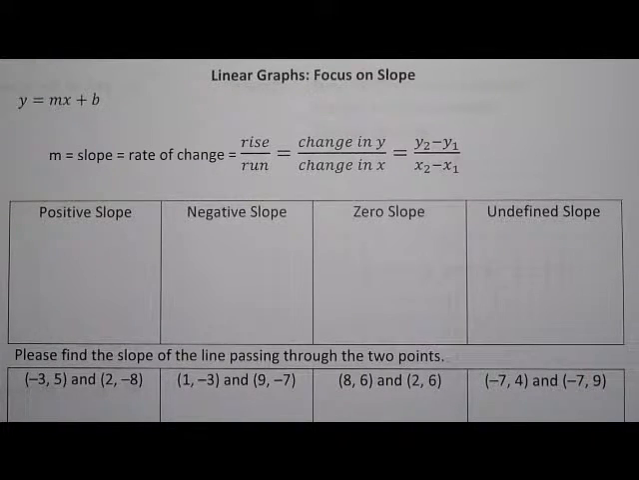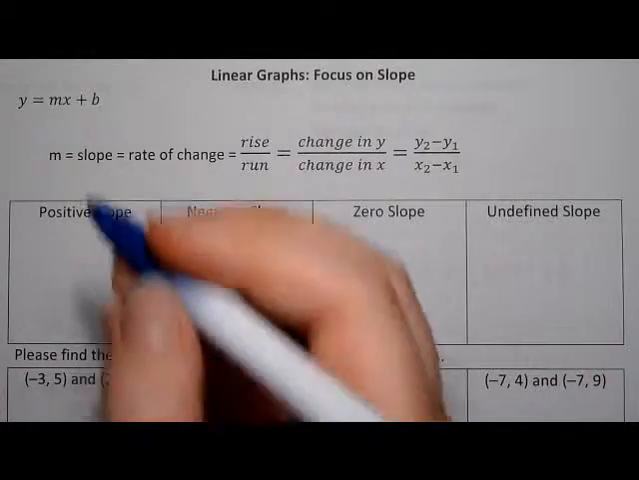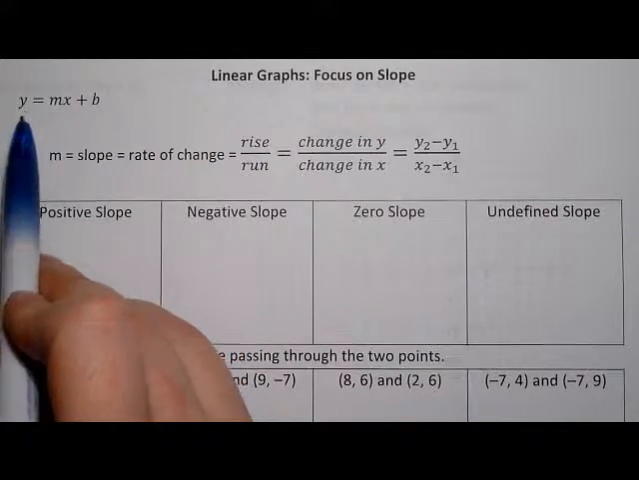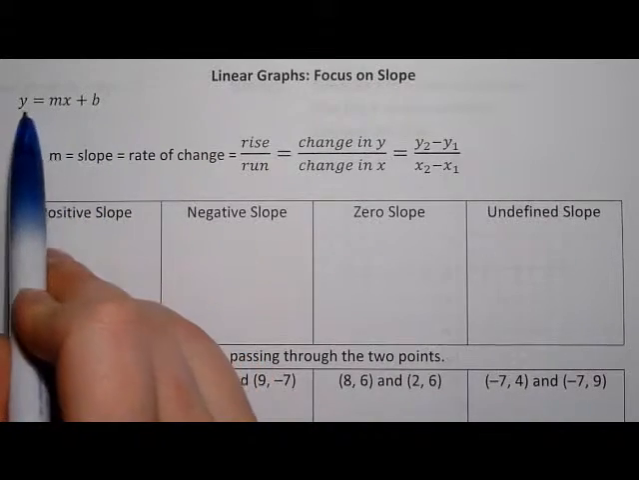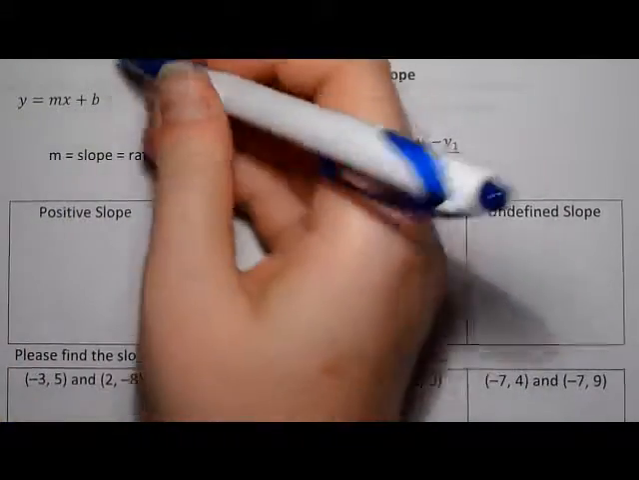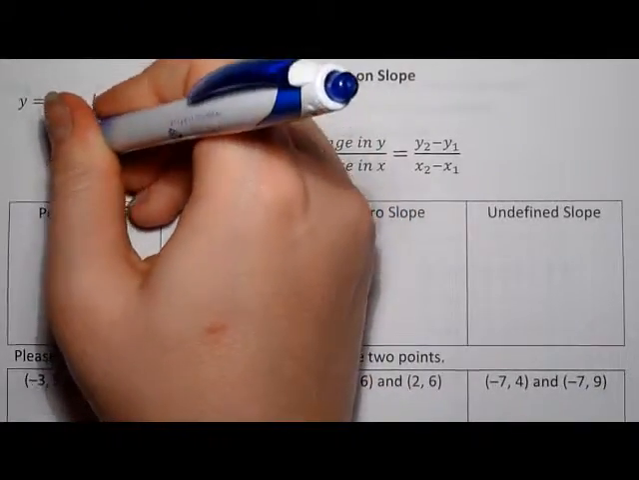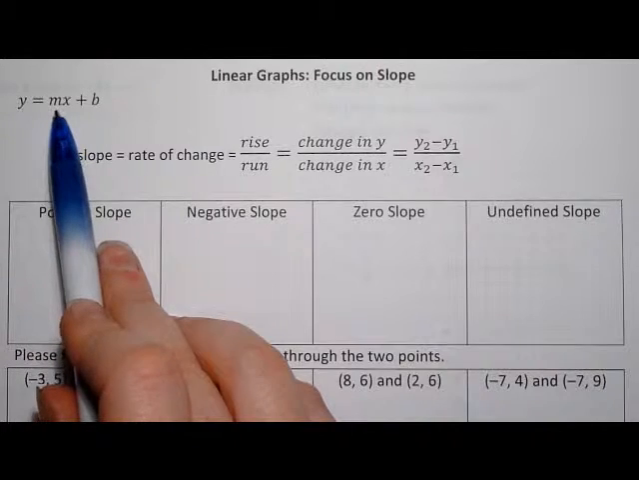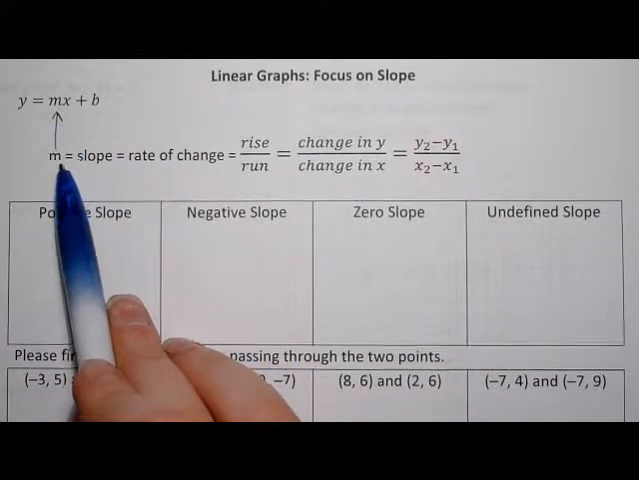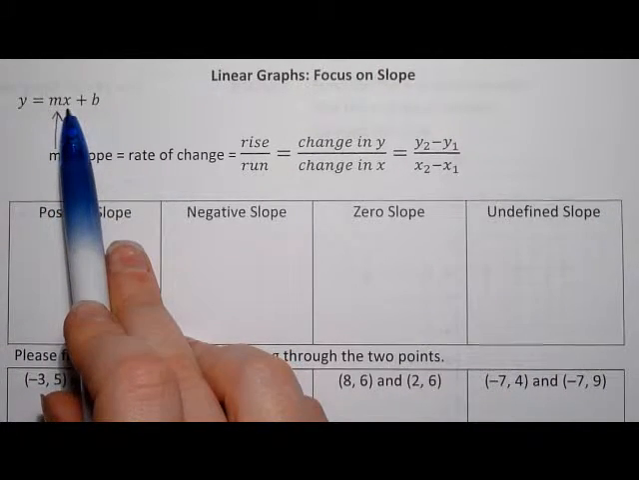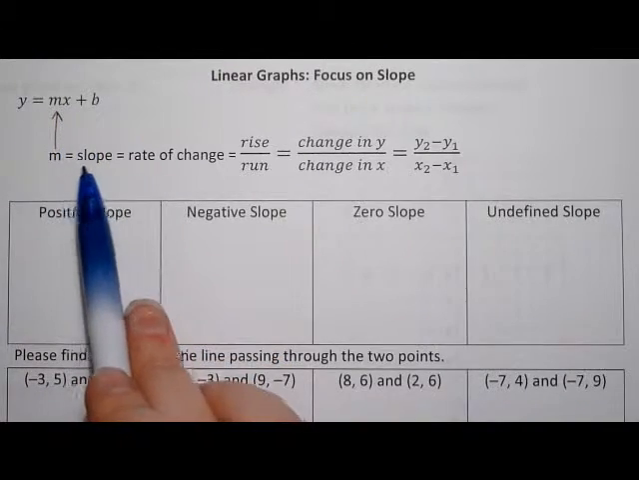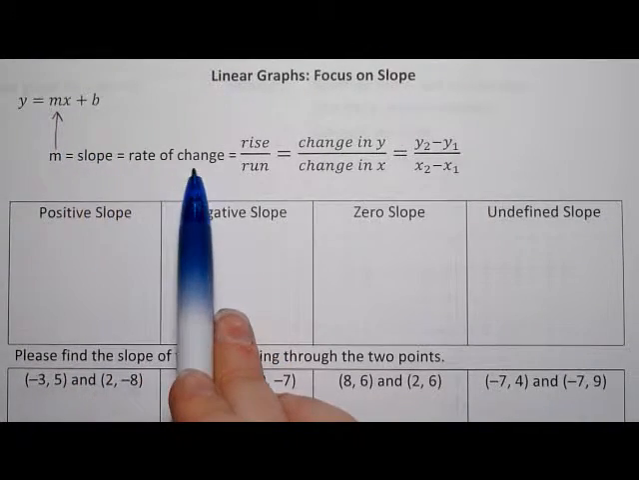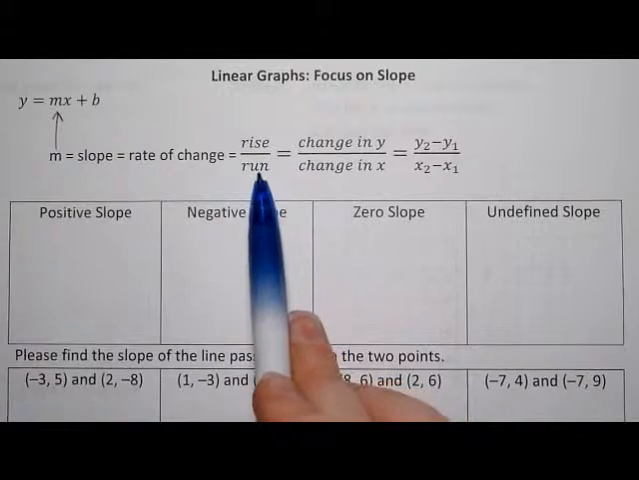The slope is a very important part of linear equations. When written in slope-intercept form, y equals mx plus b, the slope is the variable m, which is a number multiplied by the independent variable x. The slope is also called the rate of change. It is rise over run.